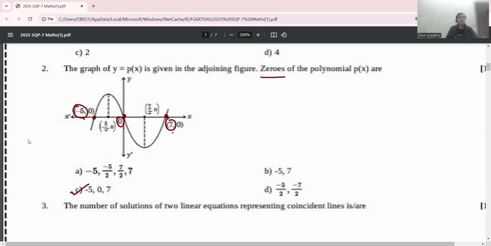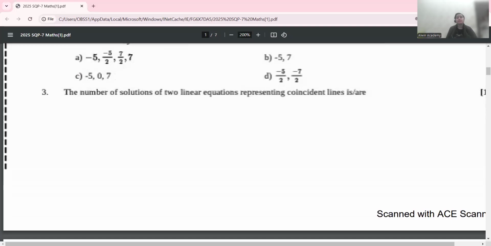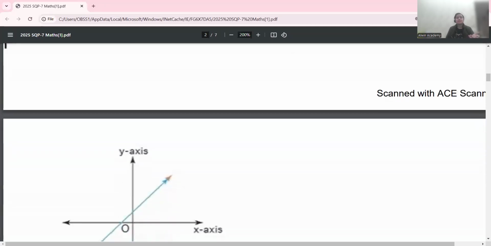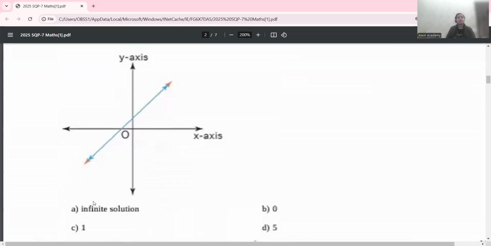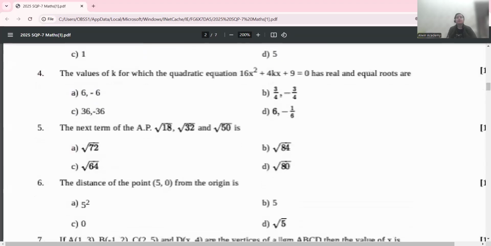Going to the next question, the number of solutions of two linear equations representing coincident lines. Now, if two lines are coincident, it basically means all points on one line are equal to the points on the other line. They are basically more or less the same, like this. So, the number of solutions are going to be infinitely many. Option number A.